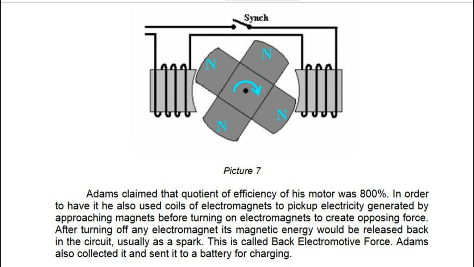In order to have it, he also used coils of electromagnets to pick up electricity generated by approaching magnets before turning on electromagnets to create opposing force. After turning off any electromagnet, its magnetic energy would be released back in the circuit, usually as a spark. This is called back electromotive force. Adams also collected it and sent it to a battery for charging.